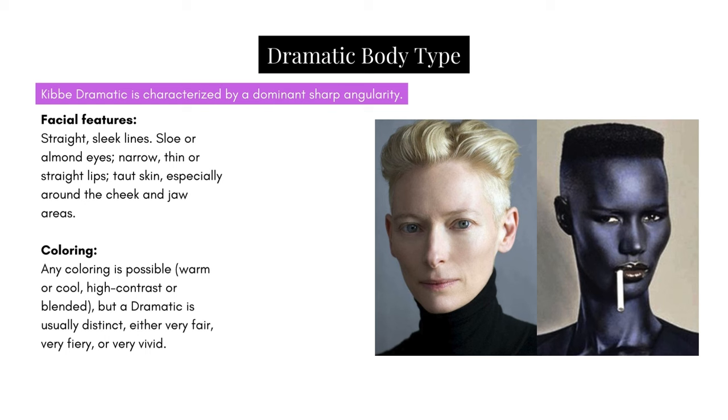Coloring. Any coloring is possible, from warm to cool tones, high contrast, or more blended coloring, but a dramatic is usually distinct. They can be very fair, very fiery, very vivid, very dark. A note here that a lot of Kibbe language is not very inclusive. I think he worked within a very particular part of the population, so I'll do my best to stretch that out without losing the essence and the meaning of what he was trying to describe. But the coloring of a dramatic should be very bold, I would say, or striking in some way. Their features will be striking and any coloring is possible.